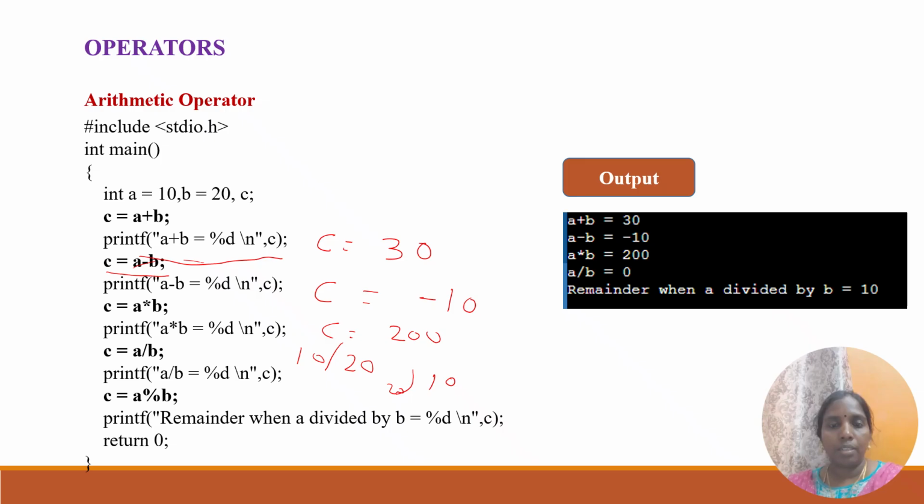So these are the results which we can see here. So a plus b is 30, a minus b is minus 10, a into b is 200, a divided by b is 0, and the remainder for a modulo b is 10.